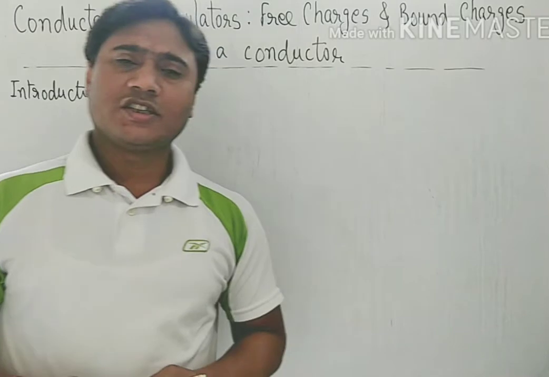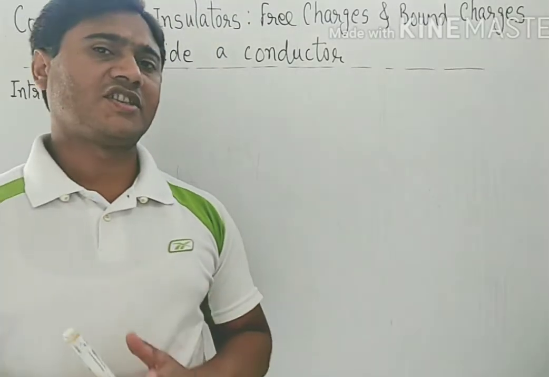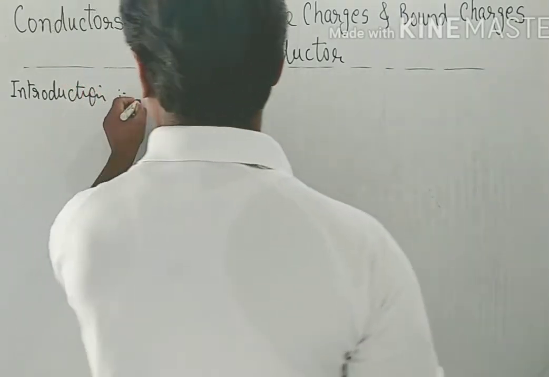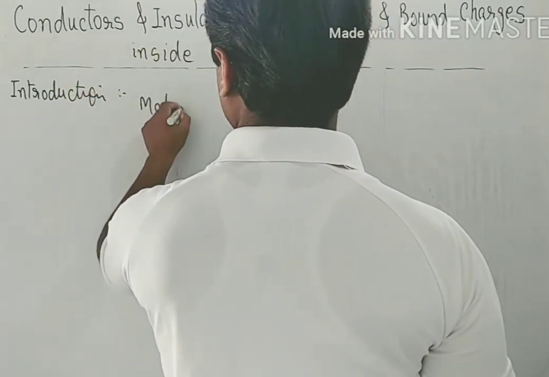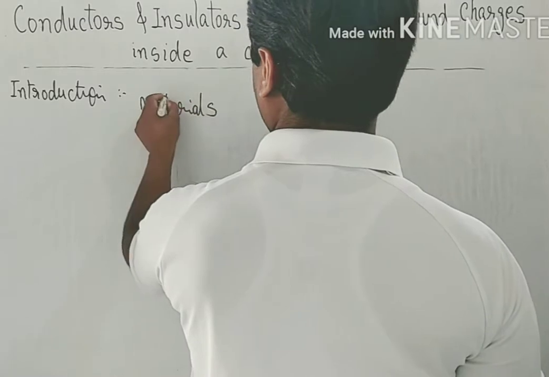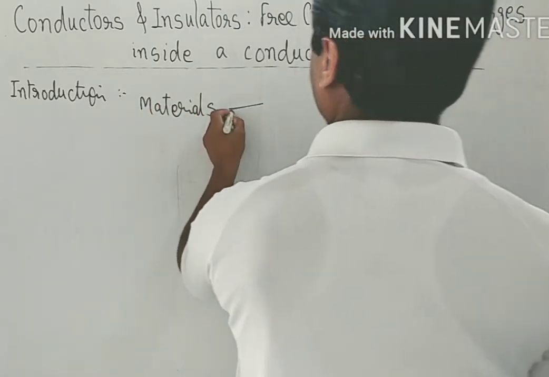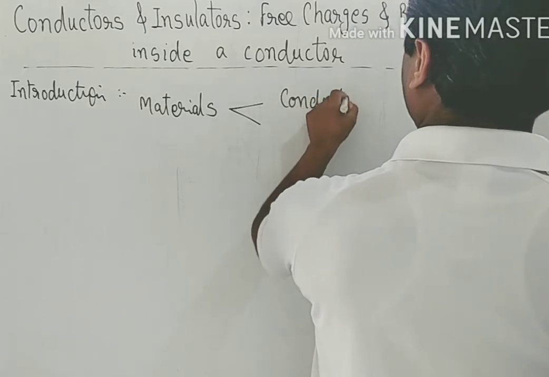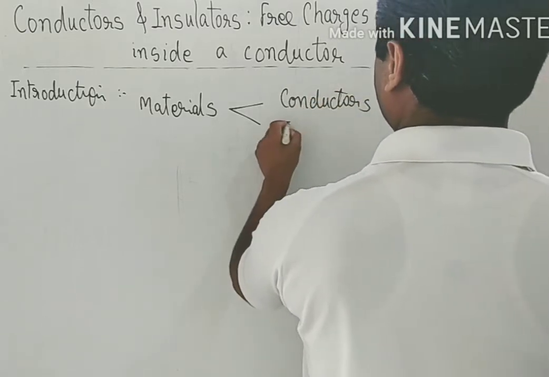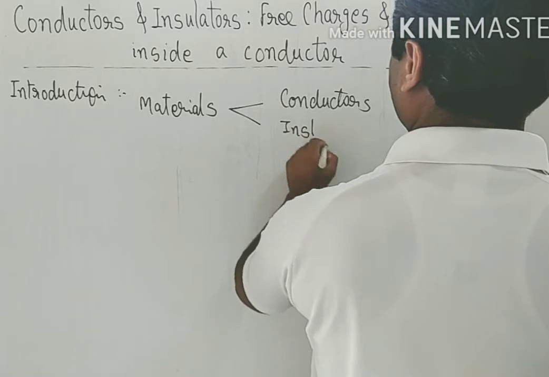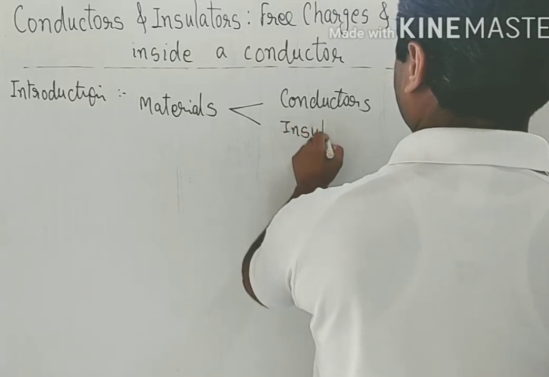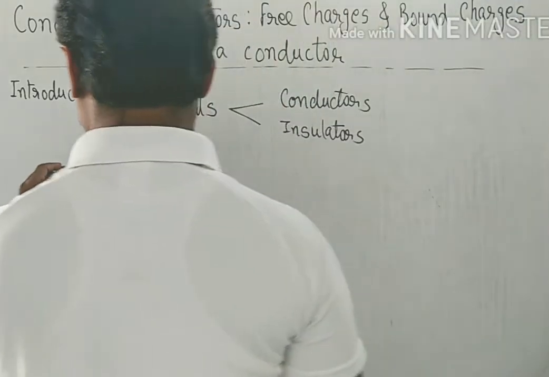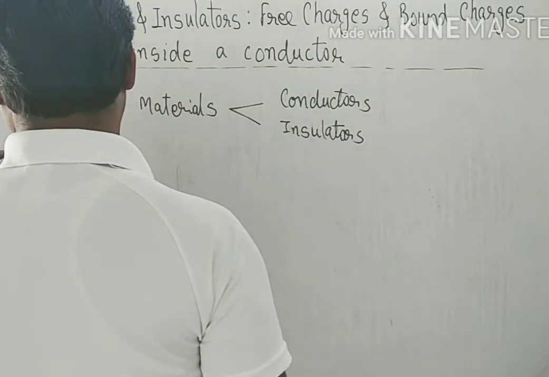Introduction. As we all know, the materials can be broadly classified under two heads: conductors and insulators. So now let's discuss what conductors are.